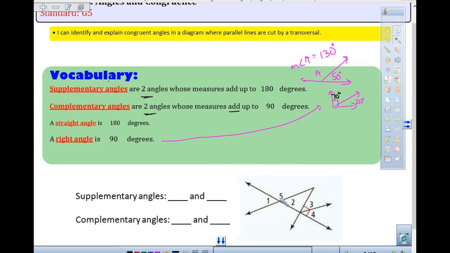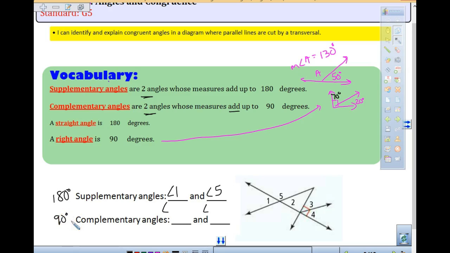So, talk to your shoulder partner right now. Like angle 1 and what would be supplementary? 1 and 4. 1 and 5. I need another pair. There should be one more pair that you can come up with. Okay, just write it down and talk to your shoulder partner. Check with your shoulder partner. Complementary. So this is 180, right? Complementary sum to 90. Okay, check with your shoulder partner.